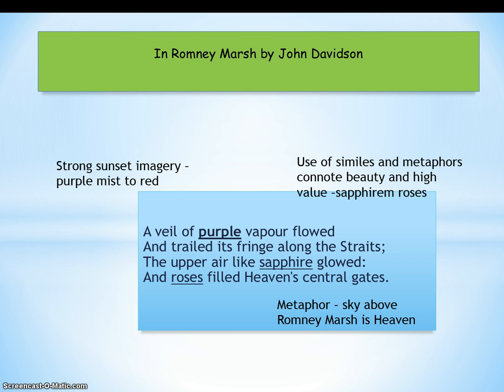So that's the upper air of the red sunset. Sapphire is something that's particularly precious. So that simile is particularly important, like sapphire, because that's something we're going to see later on, that he sees this area as something precious that needs to be protected from advancing industrialization.